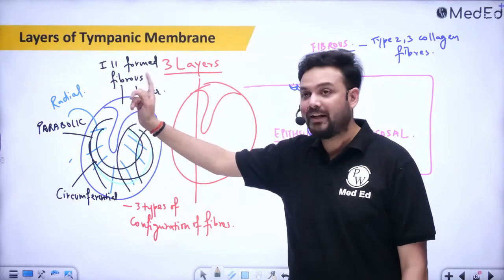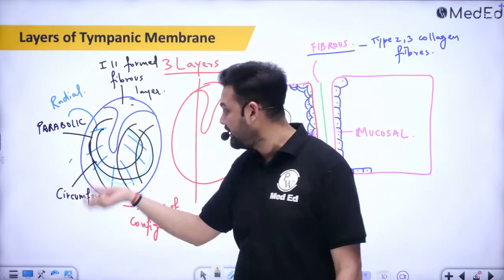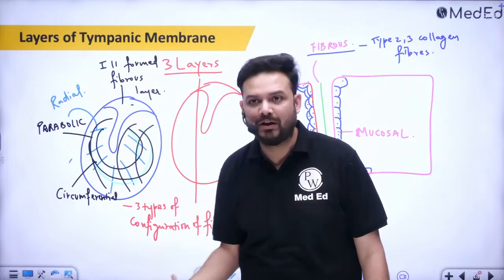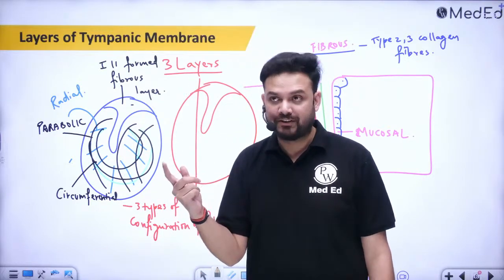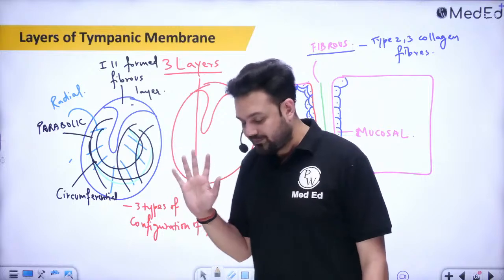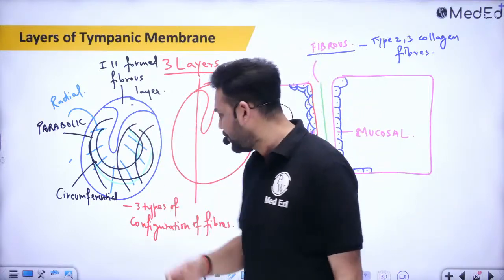कि pars flaccida में नहीं होते, fibrous layer is not very well formed, as well as tensa में the fibrous layer is quite well formed. Okay, that is the first difference. Right? चलो, अभी we have understood this much. Still a lot to go.